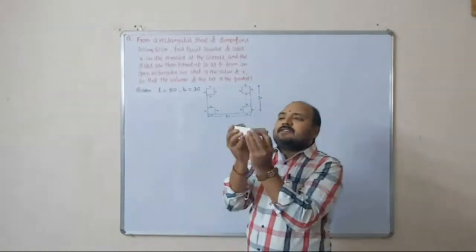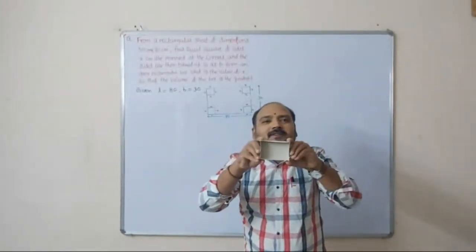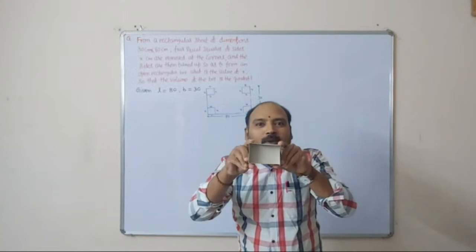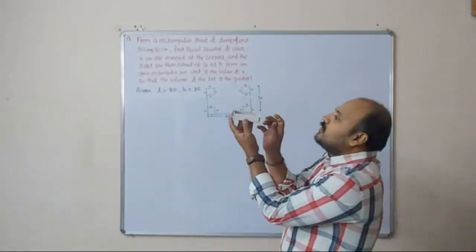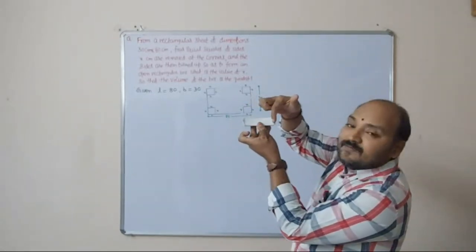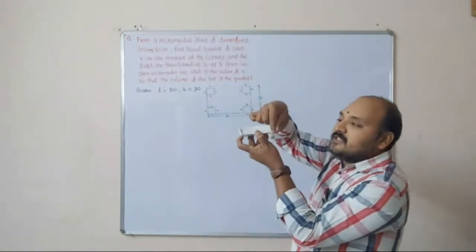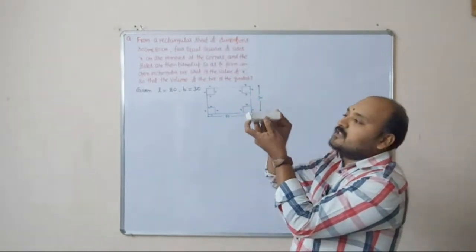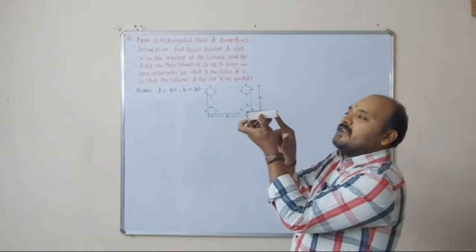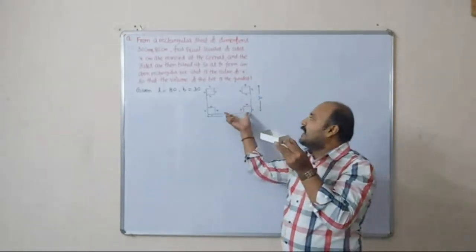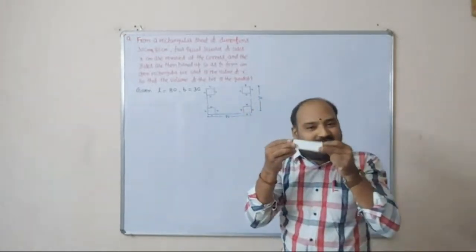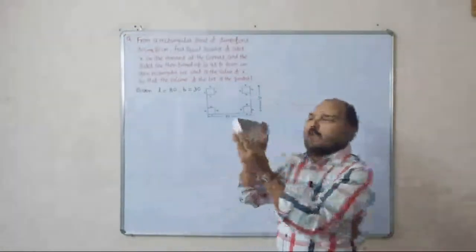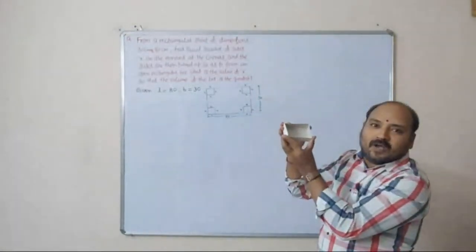Now if you observe, it is a rectangular open box. Am I right? If you observe carefully, this is the height of the rectangular open box. This is the length, and this is the breadth. This is the way the rectangular sheet is going to bend. I hope everyone understands this practically. This is the rectangular open box.